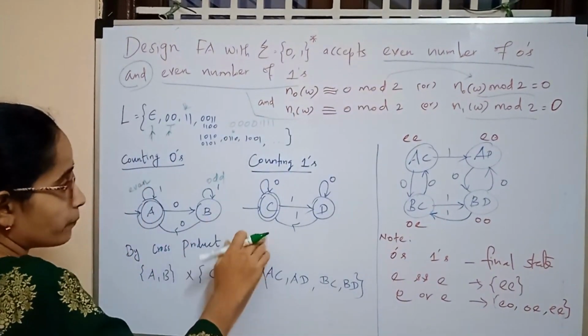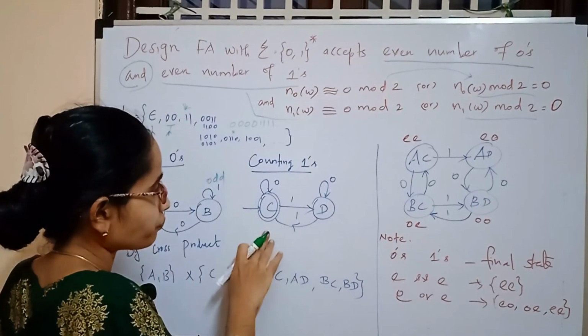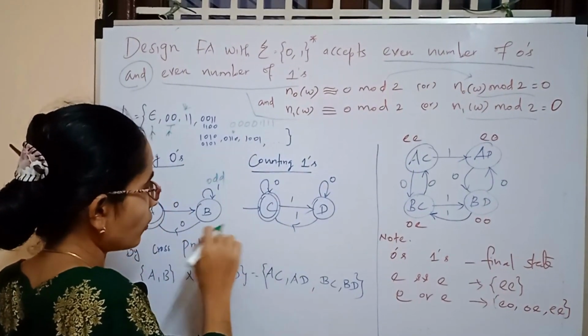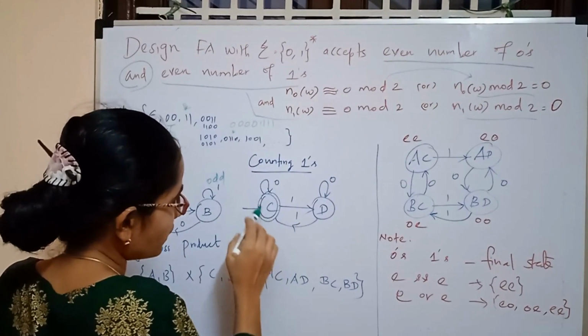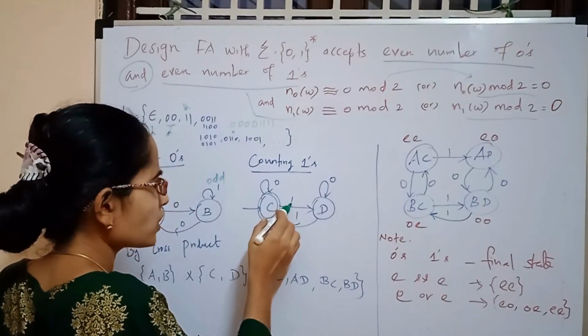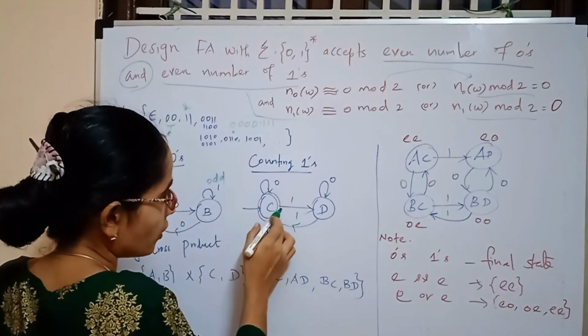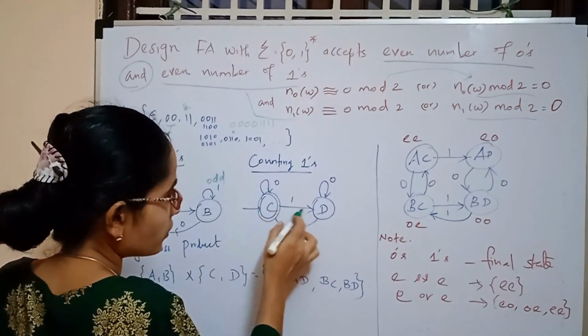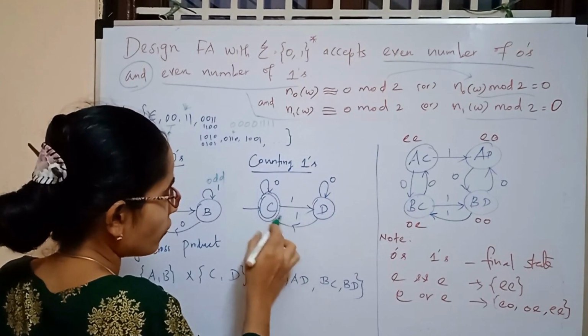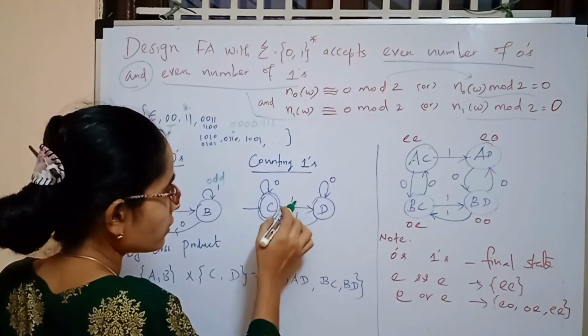Here, counting ones, what we have done is we have made this state a final state, but then we have changed the input. We have to concentrate on ones. So we are giving the input as 1, and we'll get even number of ones here.